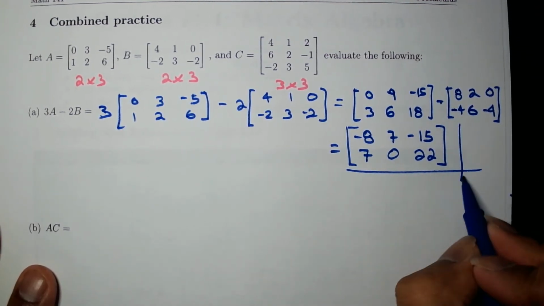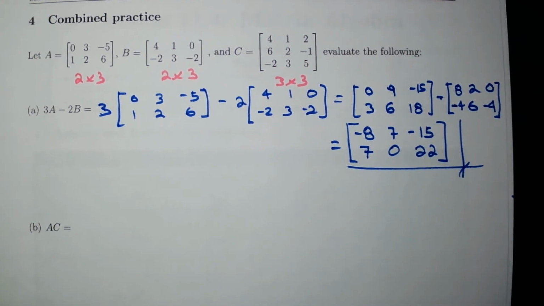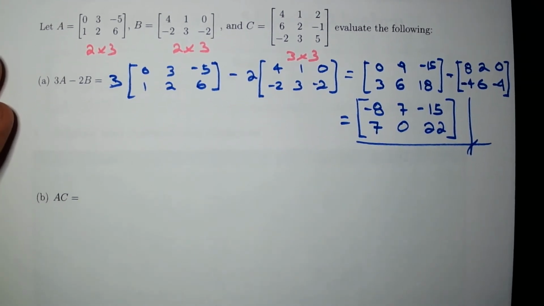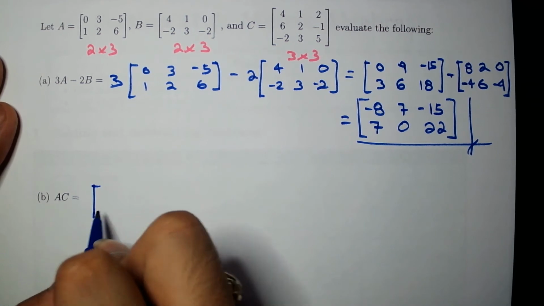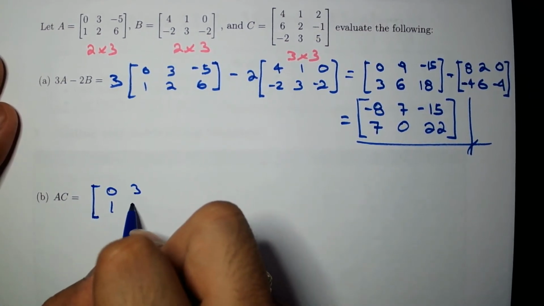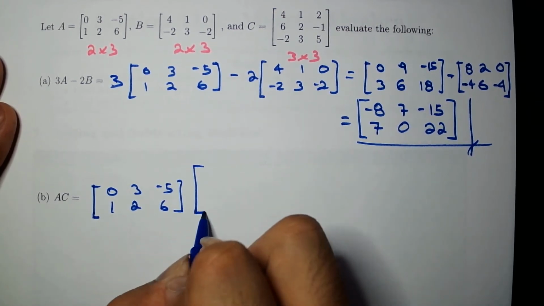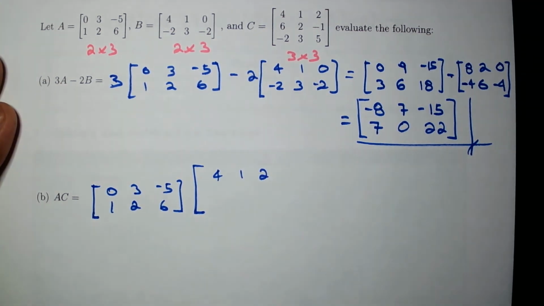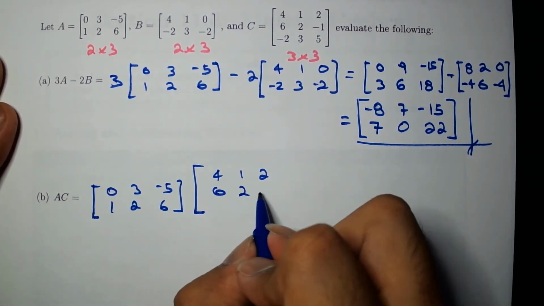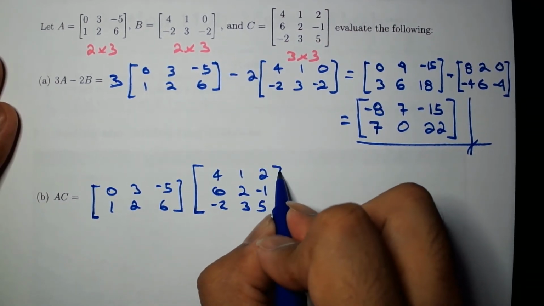Final answer. All right. Okay, let's do another multiplication problem. This one is going to be interesting. So let's see. A times C. Let me write down the matrix A, which is 0, 3, -5 and 1, 2, 6, and the 3 by 3, which is 4, 1, 2, 6, 2, -1, and -2, 3, 5.